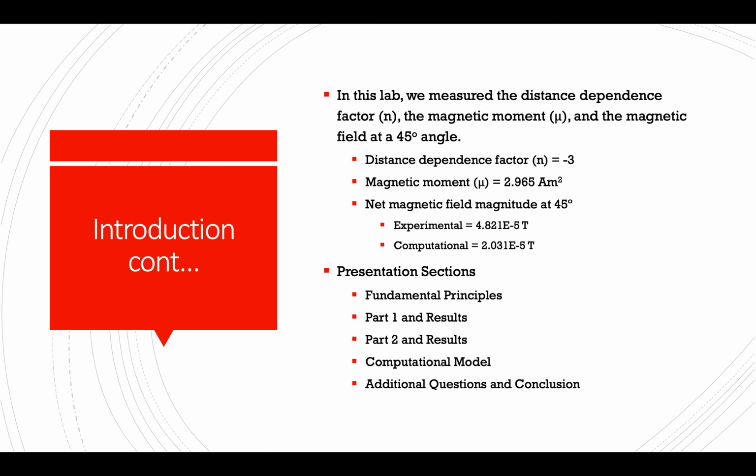In this lab, the distance dependence factor was calculated to be -3. The magnetic moment mu was calculated to be 2.965. The experimental net magnetic field at 45 degrees was determined to be 4.821 e-5 teslas, and the computational model yielded 2.031 e-5 teslas. In this presentation, I will cover the fundamental principles, part 1 and 2 of the experiment, the computational model, and I will be answering the additional questions.